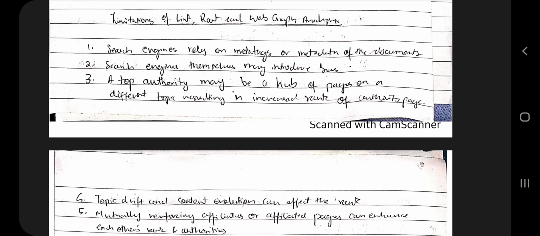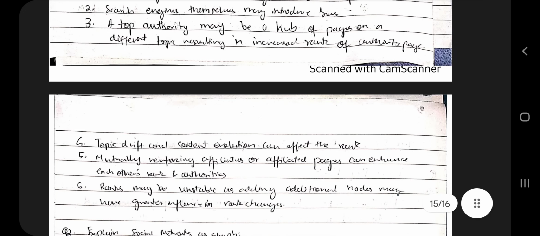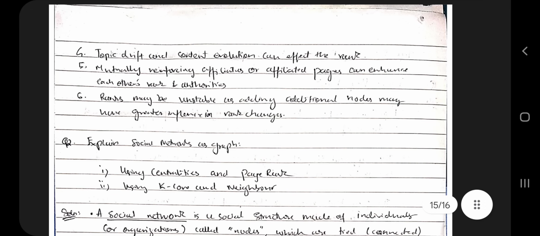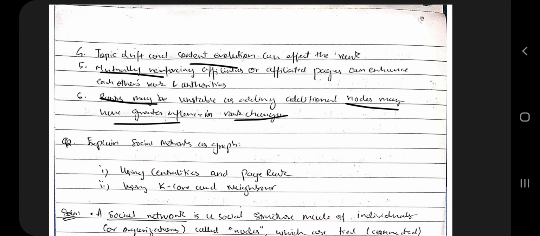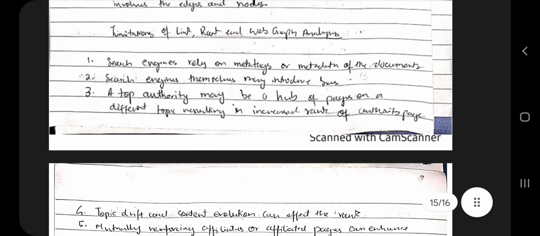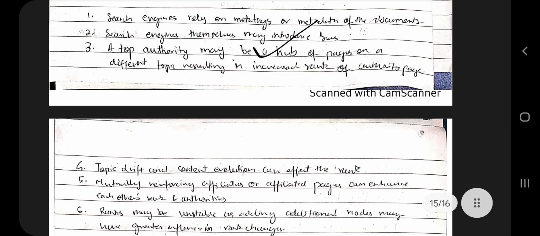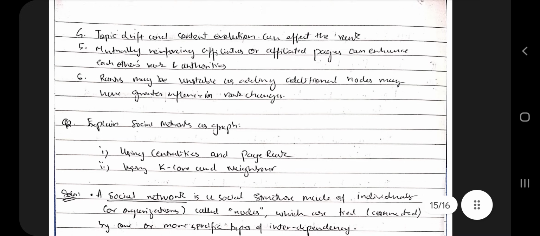So some limitations are there. Search engines rely on meta tags and metadata. Search engines themselves may introduce bias. Top authority may be a hub or a page on a different page, resulting in an increased rank of the authority page. Topic drift and content evaluation are mutually reinforcing. Rank may be unstable, as adding additional nodes may have greater influence on the rank changes. Anyway, this is not important, I just added it. If you want, you can write this one, because in some cases if you forget the answer, you can write the limitations. This is not a part of the main question.